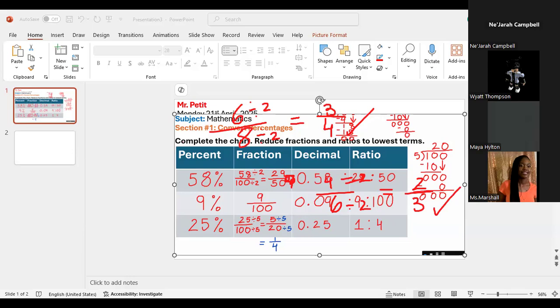3 over 8. Say it again. 3 over 8. Can 3 over 8 be simplified any further?